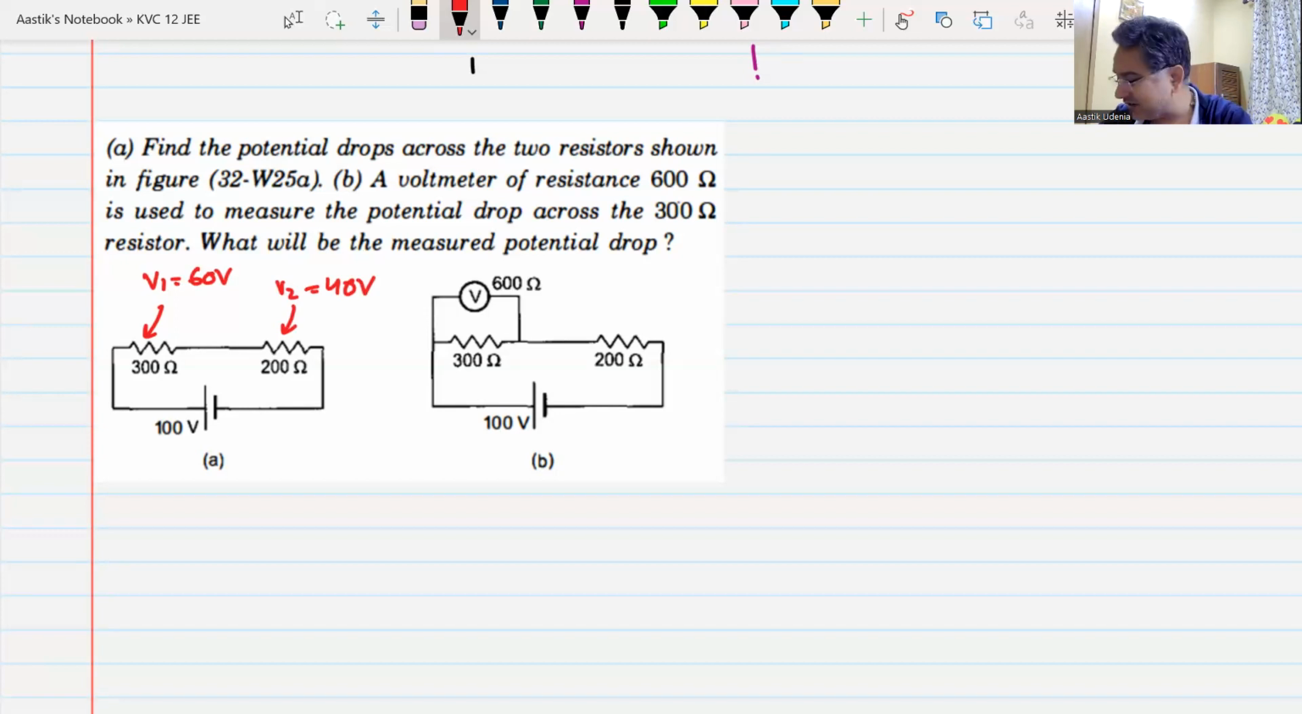Now, when it becomes parallel, 600 and 300 come in parallel, it becomes 200. Both are 200. So equal voltage, 50 volt each. See, I've taken so much pause, so much time, still I could do it in 5 seconds. And you fellows have taken 5 minutes for this. 50 volts is the potential difference that we find when you connect a voltmeter of resistance 600 ohms, and that is way less than the actual voltage, which is 60 volts, and therefore this is not an ideal voltmeter, and therefore it is not measuring the correct voltage.